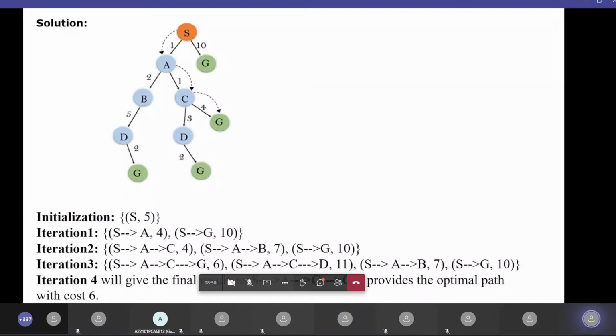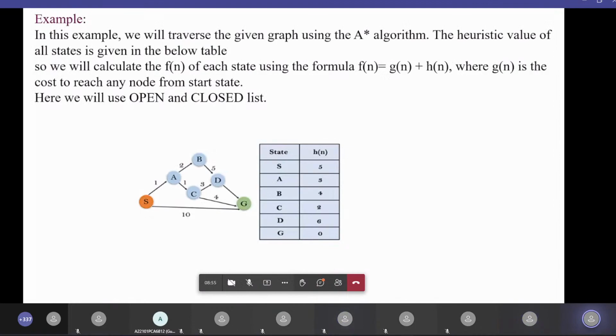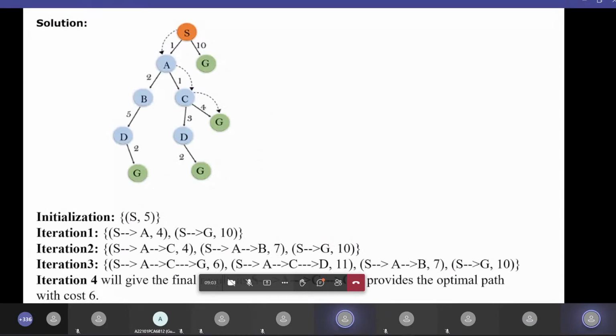Now if I open S, where can I go? To A and G alone you can go. In this graph I am not going to think, I am only going to check the heuristic value. So S can go to A and G. Okay, now I'm going to calculate the cost.